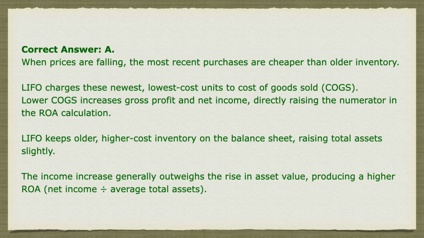Correct answer, A. When prices are falling, the most recent purchases are cheaper than older inventory. LIFO charges these newest, lowest cost units to cost of goods sold, COGS. Lower COGS increases gross profit and net income, directly raising the numerator in the ROA calculation. LIFO keeps older, higher cost inventory on the balance sheet, raising total assets slightly. The income increase generally outweighs the rise in asset value, producing a higher ROA, net income divided by average total assets.